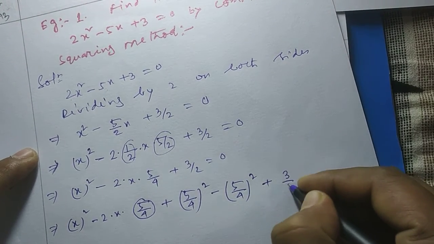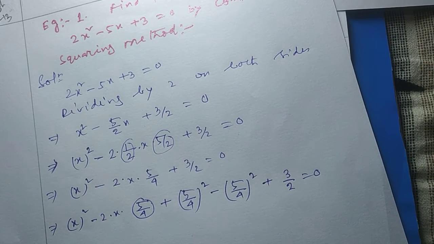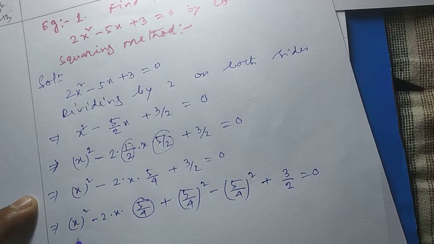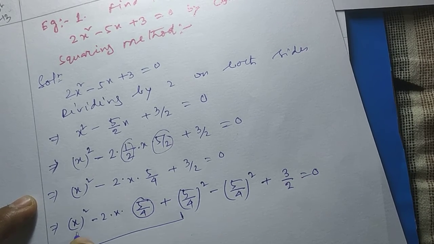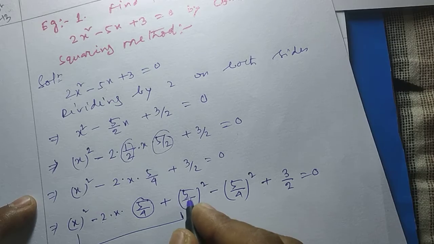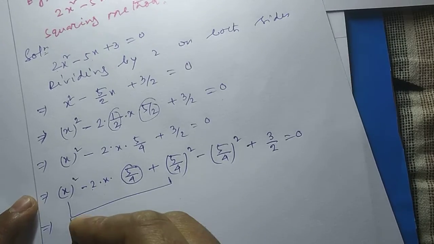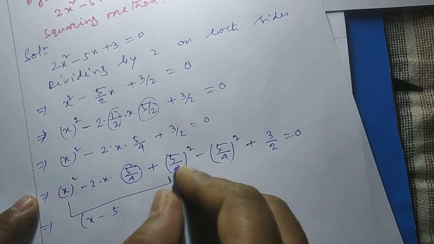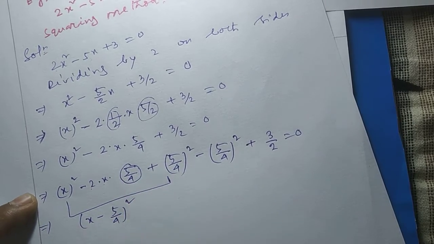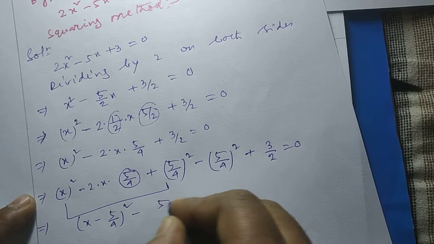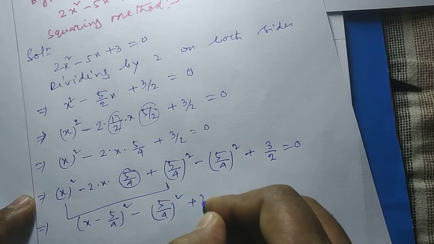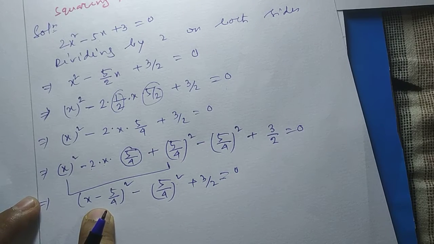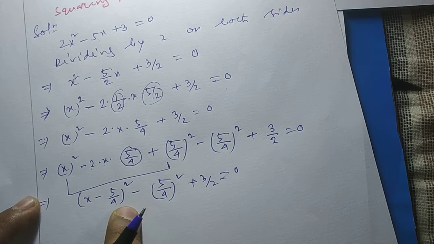Now write down 3 by 2 as it is, equal to 0. Correct? Now it becomes a square minus 2ab plus b square. Correct? Now it becomes a means x, minus b means (5/4) whole square, minus (5/4) whole square as it is, plus 3 by 2 equal to 0 as it is. Now ultimately we have got a perfect square, (a − b) whole square.